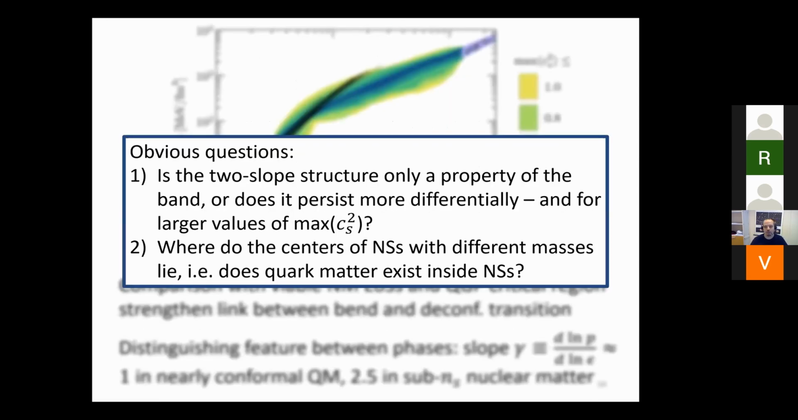So now there are some obvious questions. One can ask, is this two-slope structure only a property of these bands, or does this observation persist differentially when we look at each EOS at a time? And also, of course, it's a very interesting question to ask, where do the centers of different types of neutron stars lie in this plot? Do they lie to the left of the kink, suggesting that there's no quark matter inside these stars, or to the right of the kink, suggesting that there actually might be quark matter inside them?